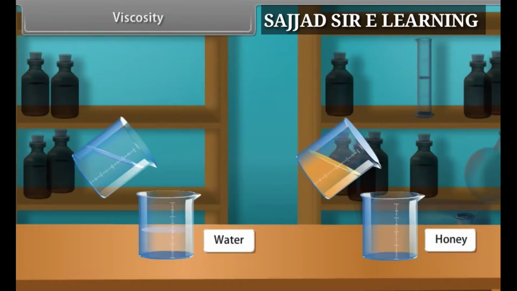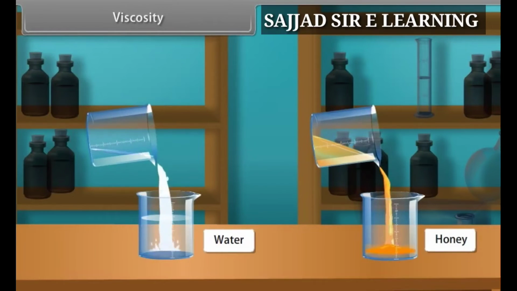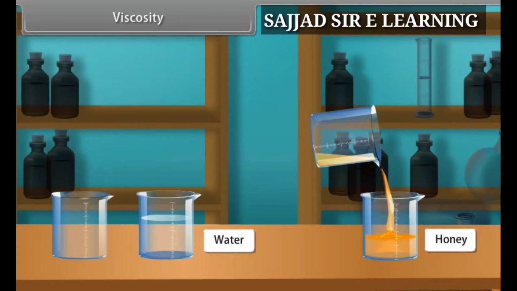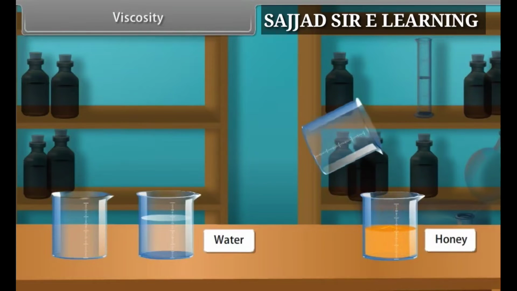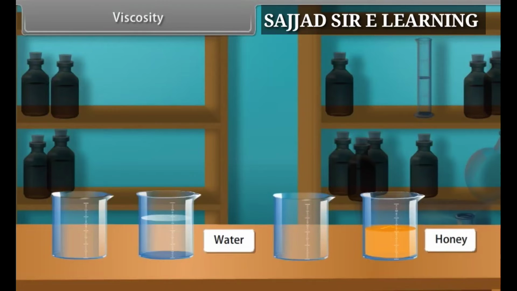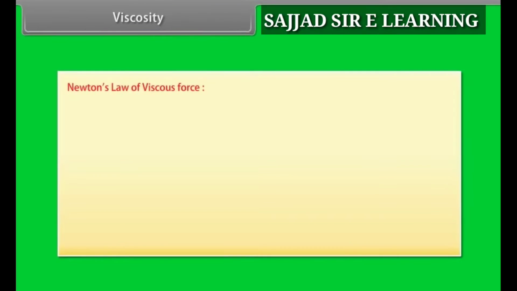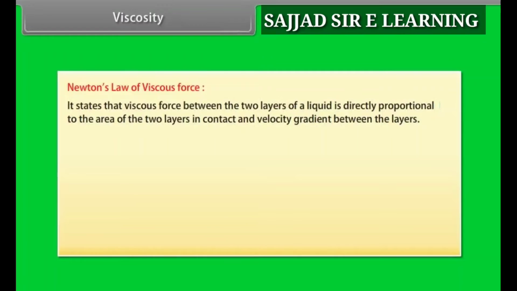Viscosity. It is defined as the property of a liquid by virtue of which an internal resistance comes into play, which tries to destroy the relative motion between the layers. This internal resistance acts tangentially on the layers of the liquid. Newton's law of viscous force states that the viscous force between two layers of a liquid is directly proportional to the area of the two layers in contact and the velocity gradient between the layers.